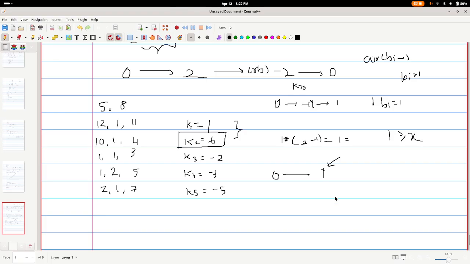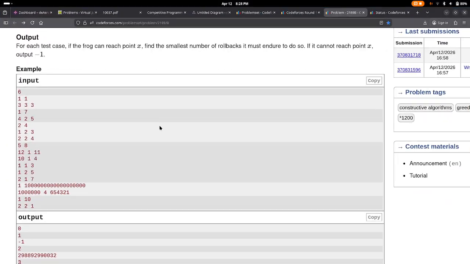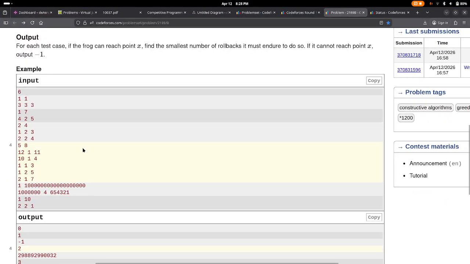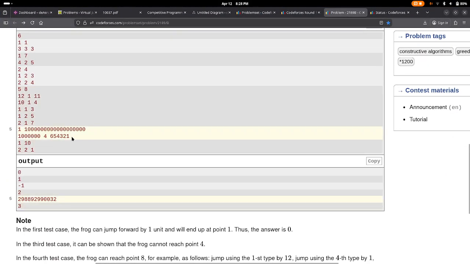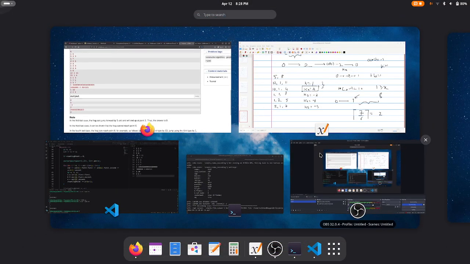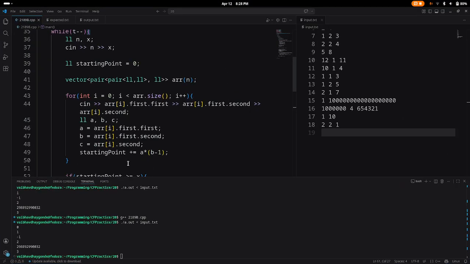So what is our target? Our target is to reach 8. So it's the difference between these two. The difference is 7. And what is the maximum distance which we can travel in a single cycle? It is 6. So 7 divided by 6, and we will round up. So the answer is 2 rollbacks. As you have seen, it is just a simple calculation part, and I will show you the code.